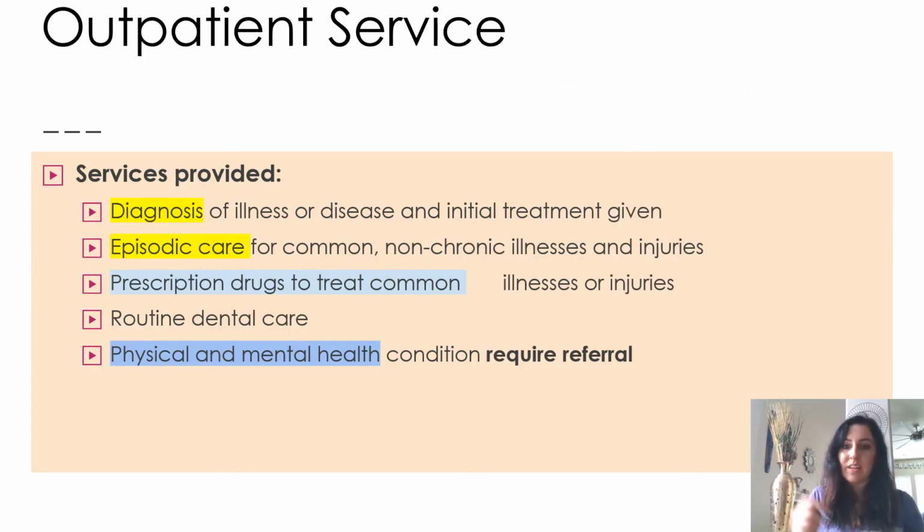Okay, so services that are provided. Here is a list of different types of services that are provided in outpatient services. Okay, so diagnosis of things, a lot of episodic care can be done as an outpatient service so long as it isn't too complex for the patient to actually need to stay overnight in the hospital. Prescription drugs, routine dental care counts as outpatient, physical and mental health care would count as outpatient as well.